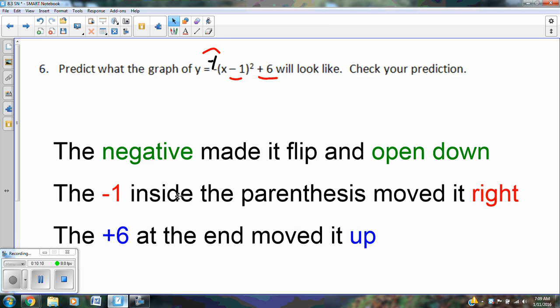And what does each piece do? The negative outside right here made it flip and open down. The -1 inside the parentheses moved it right. The +6 at the end moved it up 6 places.